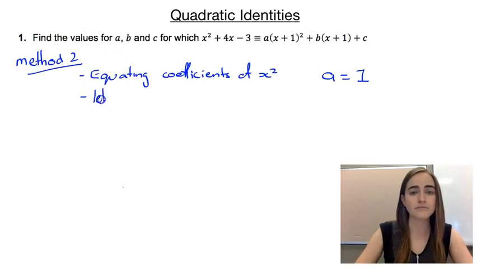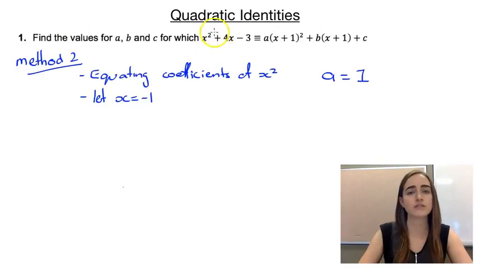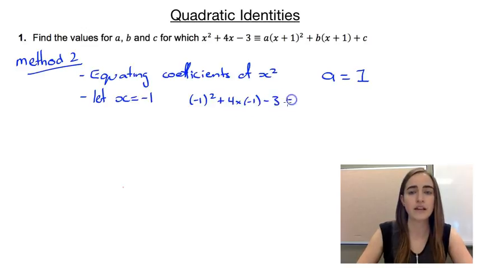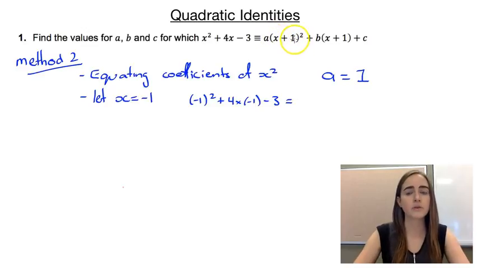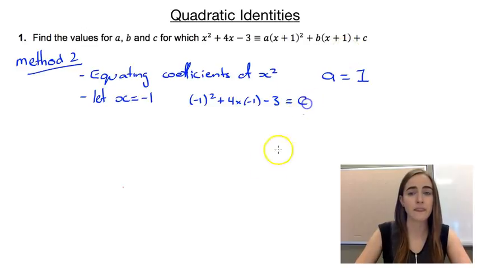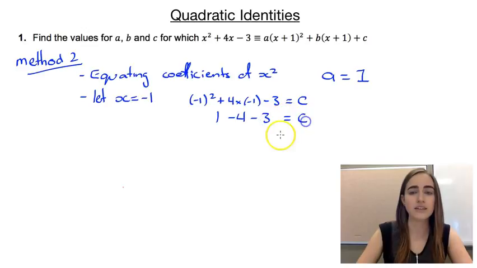So if we let x equal -1, we're going to substitute that into this whole expression. On this side, we're going to have -1 squared plus 4 times -1 minus 3. And that's going to be equal to, well, -1 plus 1 is 0, so that whole term's gone. And -1 plus 1 is 0, so that whole term's gone as well. So all we have left on this right-hand side of the equation is c. So that's going to give us 1 minus 4 minus 3 is equal to c, which would give us -6 is equal to c. So if we just write that the other way, c is equal to -6.